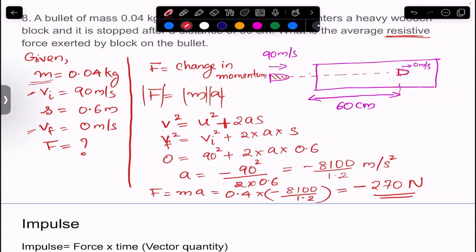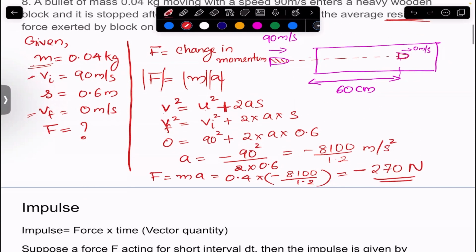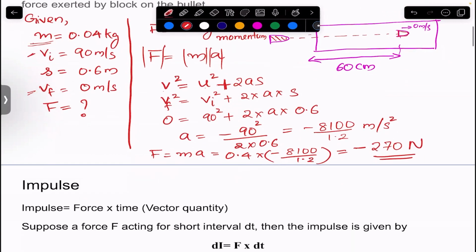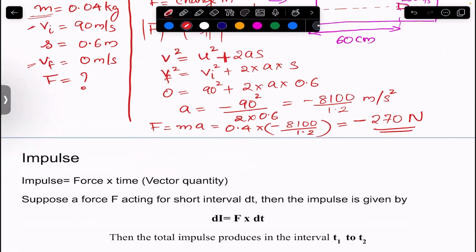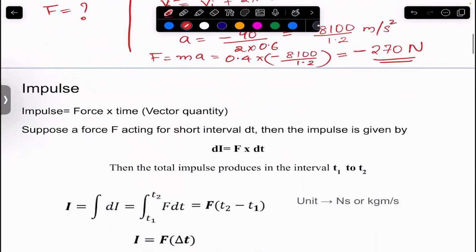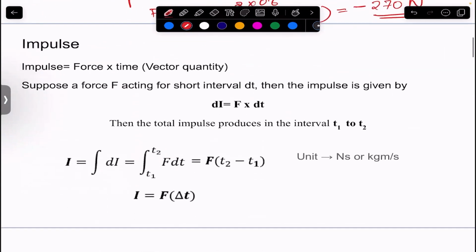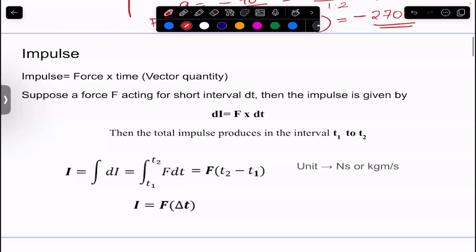Now, so you have learned about force so far. With that, we were talking about another quantity called momentum, and the change in momentum is called force. Another quantity which qualitatively analyzes the force is impulse.